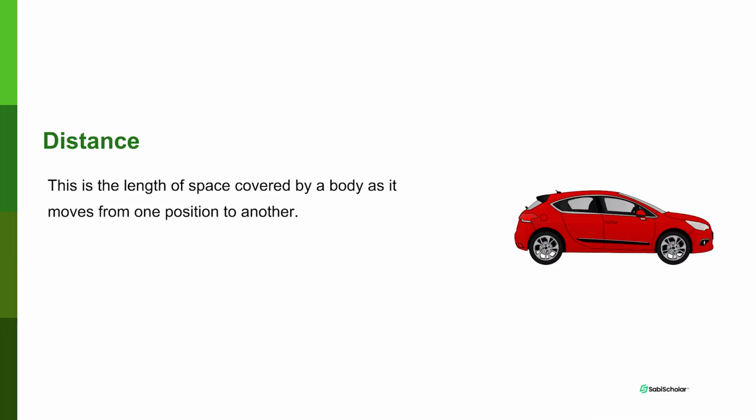Distance is the length of space covered by a body as it moves from one point or from one position to another. That is, when a body changes its position and moves from one position to another position, the amount of space the body covers is distance. For example, if you decide to stand up from where you are right now, you decide to walk 5 meters. That 5 meters, the amount of space you've covered, is the distance. It is a scalar quantity because distance does not have any sense of direction involved. So distance is a scalar quantity and the SI unit of distance is meters.